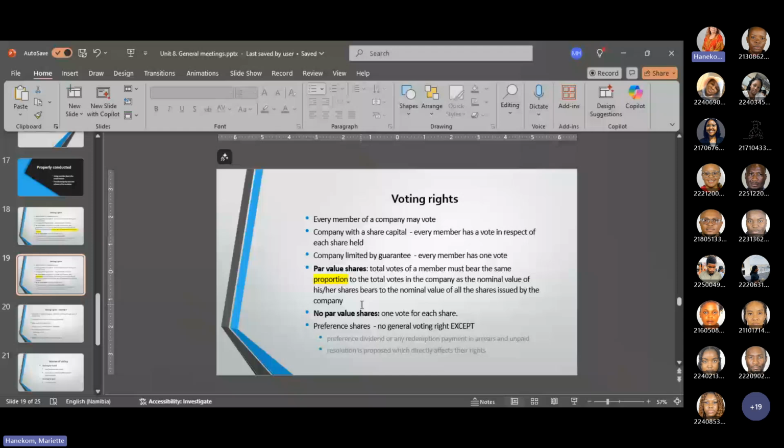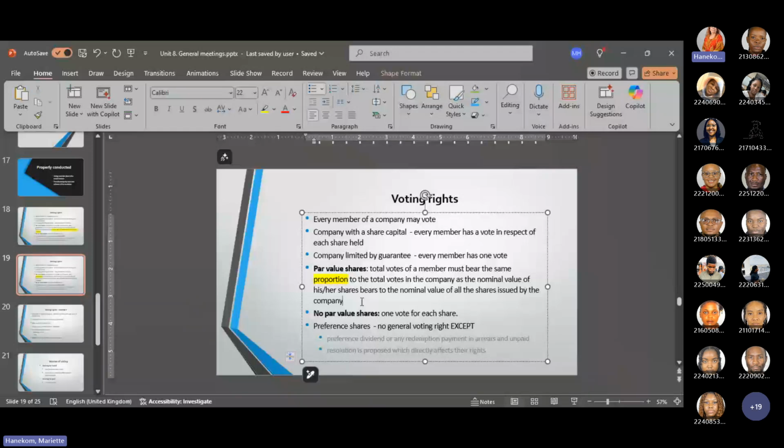So if the company has issued par value shares, the total votes of an individual shareholder must bear the same proportion to the total votes in the company as the nominal value, par value, of his or her shares bears to the nominal value of all the shares issued by the company. No par value shares, one share, one vote. So if you have 10 no par value shares, you have 10 votes. If you have 5 no par value shares, you have 5 votes. One share, one vote. And then just the reminder there once again about preference shares, no general voting right.